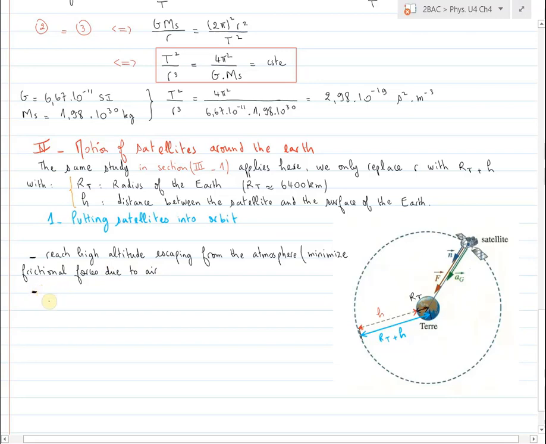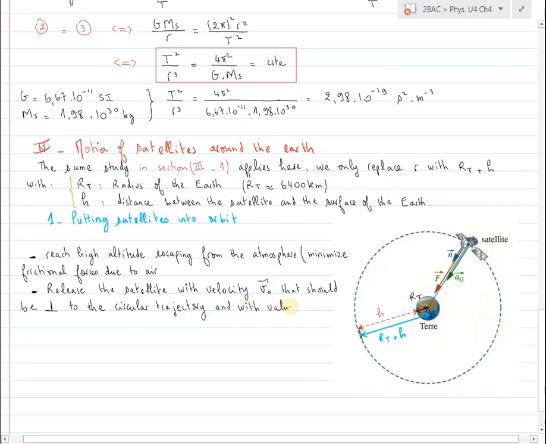And two, we need to release the satellite with enough velocity, V0, that should be perpendicular to the circular trajectory, and with value V0 equal to the square root of G times m_T, the mass of the Earth, over R_T, the radius of the Earth, plus H.